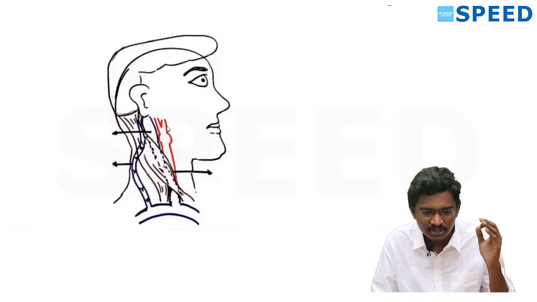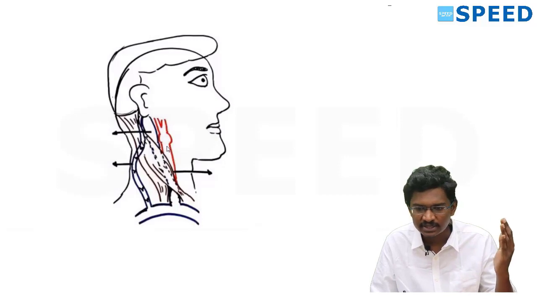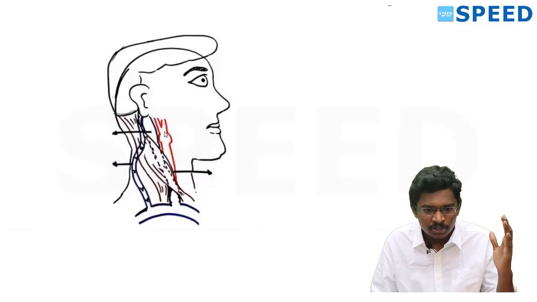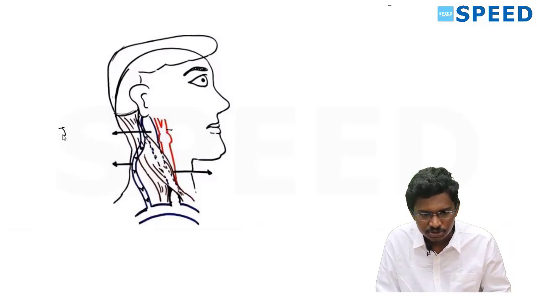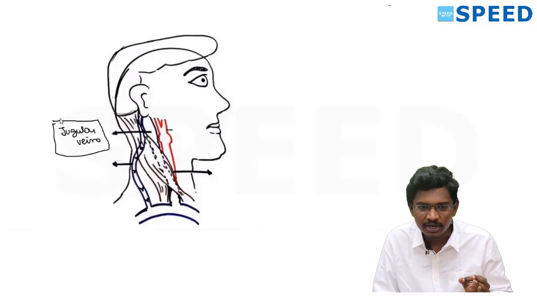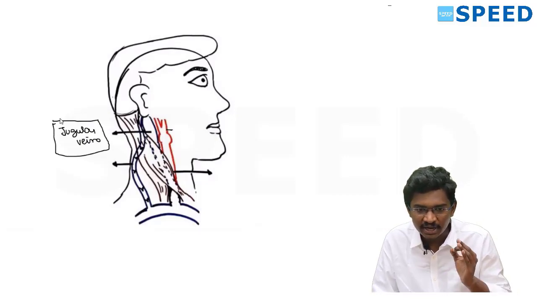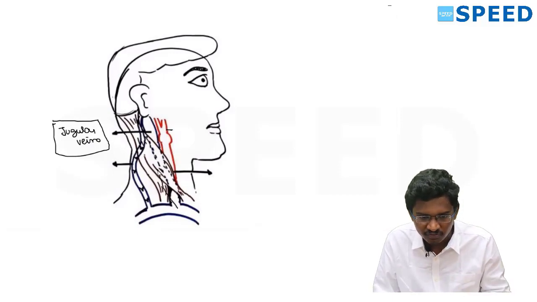This is the lateral side we are seeing. Here, if you see in the neck, we can see the carotid arteries and the jugular veins. These jugular veins have a great tendency to tell the pressures in the right heart. The pressures in the right heart are directly reflected by these jugular veins.